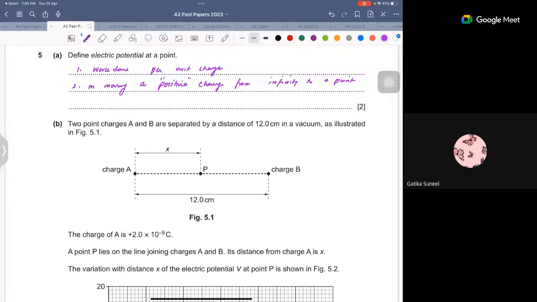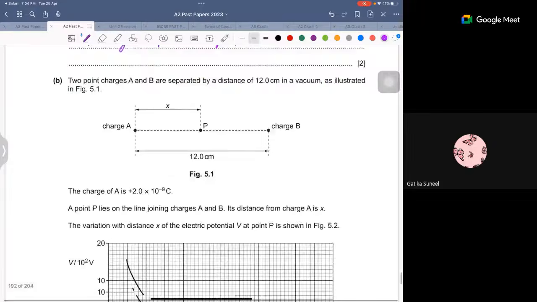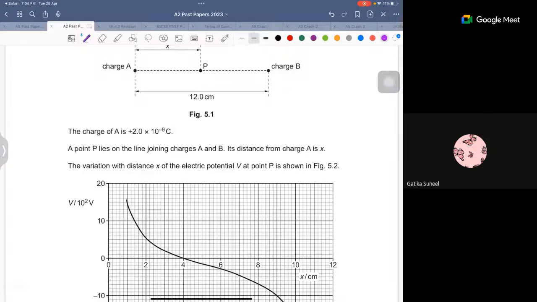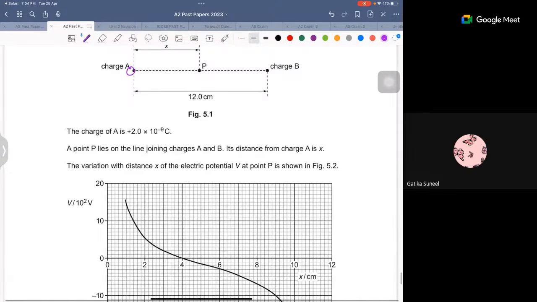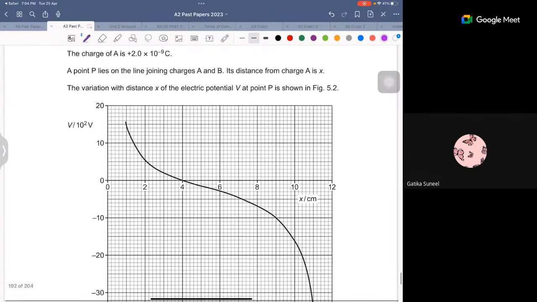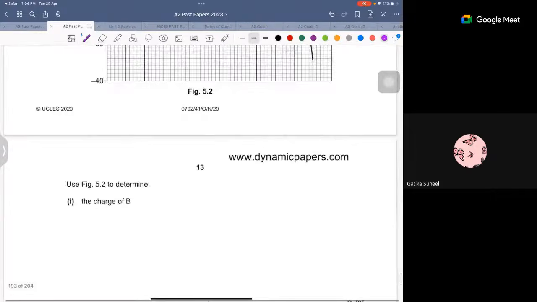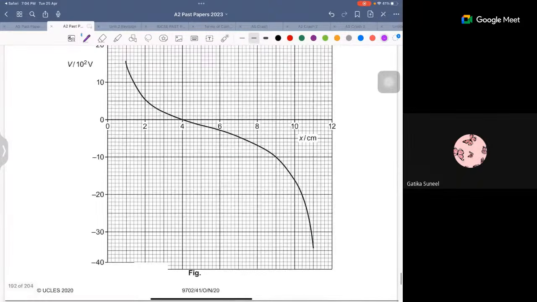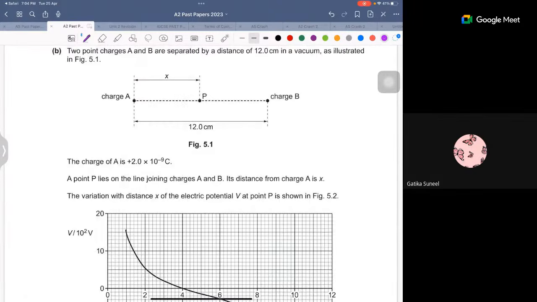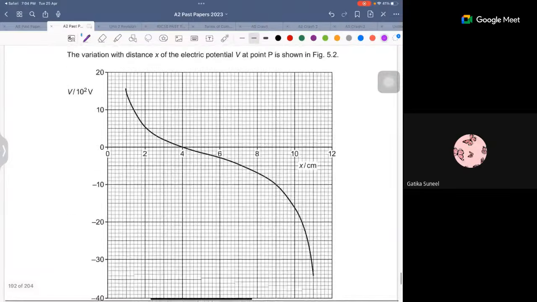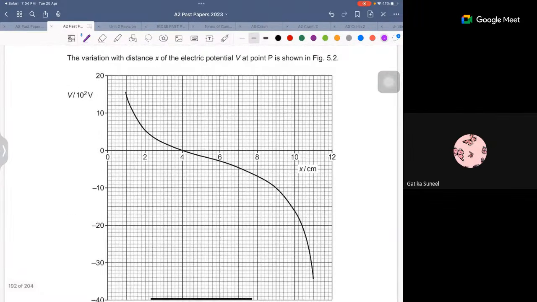Now, going to the next one. So we have a graph. This is a net graph of potential, as I can see. So this is charge and charge. No charge is given. And then it says determine the charge of B. Okay, we can do that. We can definitely do this.